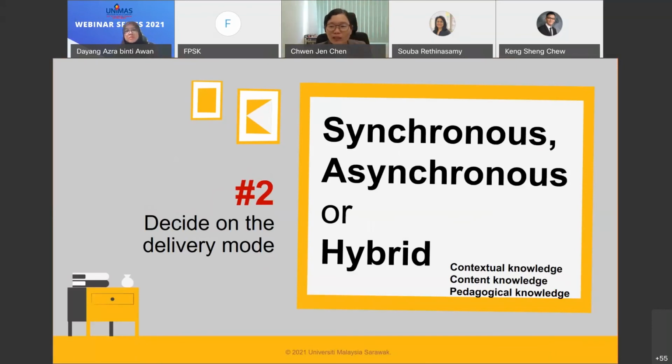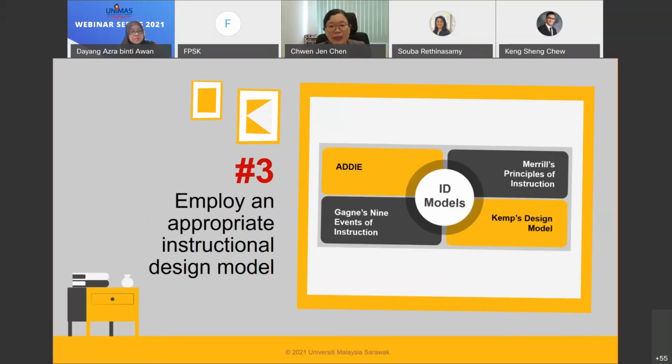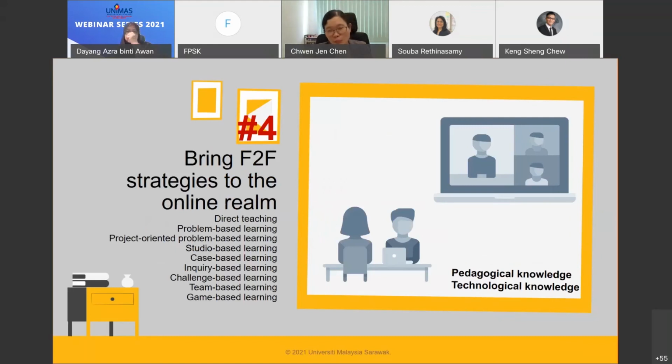Now, decide on the delivery mode. Make a good decision by knowing the context and conditions of the students, by knowing your content, and also how you think the content will be best delivered. Make a decision on that. All right. Employ an appropriate instructional design model. This is just to guide you, to ensure you don't miss out certain aspects. To me, the model that I like best is the CAMS design model, because I think it's more general, more flexible and very suited for most contexts.